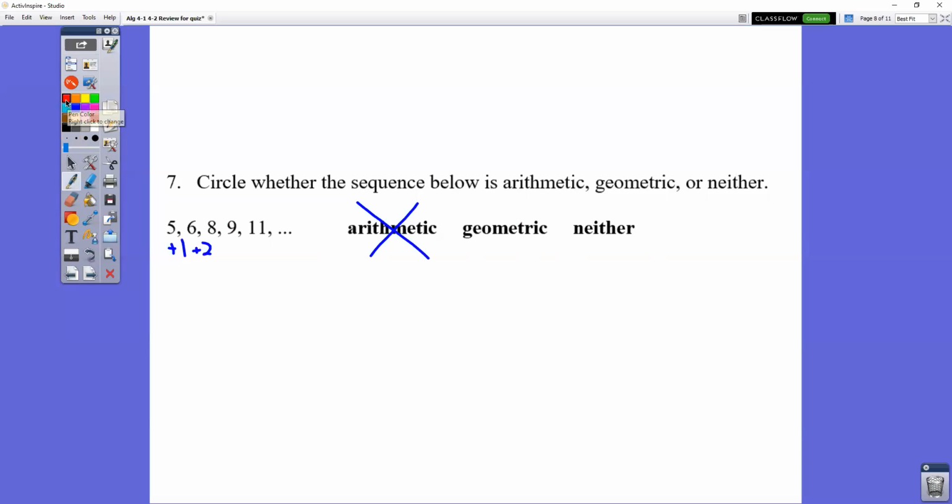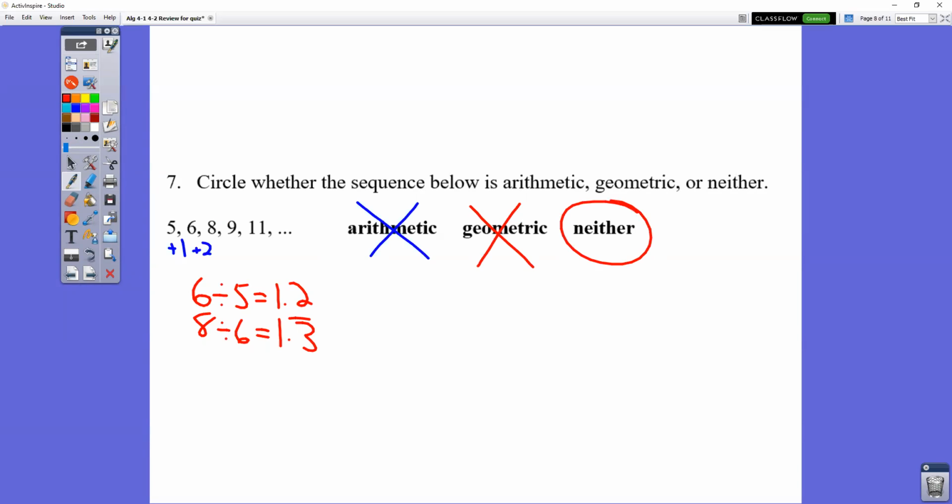When I look at my geometric, it doesn't really look like we're multiplying by the same thing, but you've got to try it out. So 6 divided by 5 is 1.2. 8 divided by 6 is 1.3333, or 1.3 repeating. Those are different, so we're not multiplying by the same thing each time. This is a neither sequence.